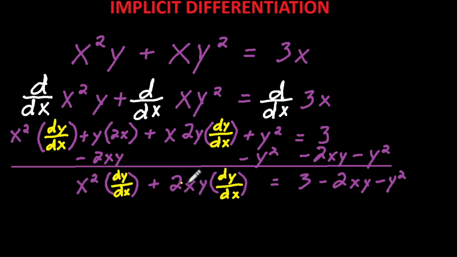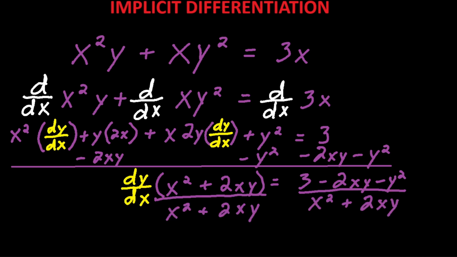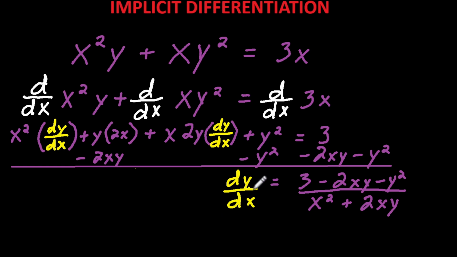Now we see on the left side that we're able to factor out a dy/dx from both of these terms. And when I do that, I have x squared plus 2xy in parentheses, so now I can divide both sides by that. And then on the left side, when that cancels, it simplifies to just be my y prime, dy/dx. And our final answer is here.